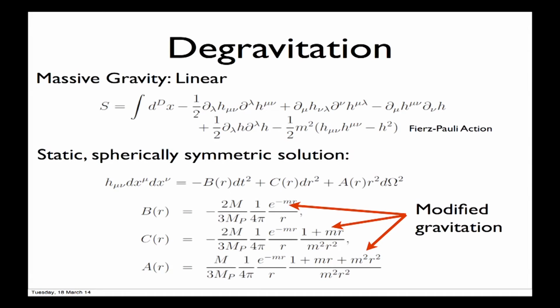So one of the things you can do is you can try and solve that in a spherically symmetric configuration. And so you put in a metric that looks like that. And you solve and you find it. And you have the 1 over r here. And you pick up these exponential decays. And so indeed, gravity is suppressed on large scales.